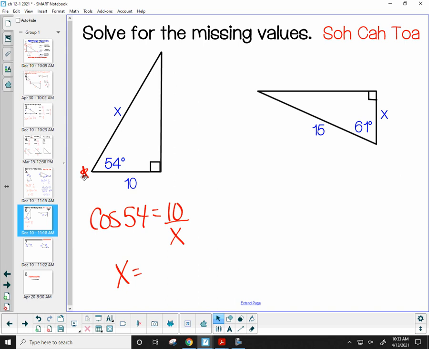What do we get? You should have 17. So you had to type in 10 divided by the cosine of 54. You should have, it's like 17.01 or something, right? Okay, so that ended up being my hypotenuse. And my hypotenuse ended up being longer than the leg I started with. Yes. So probably okay. All right, you try the last one then.